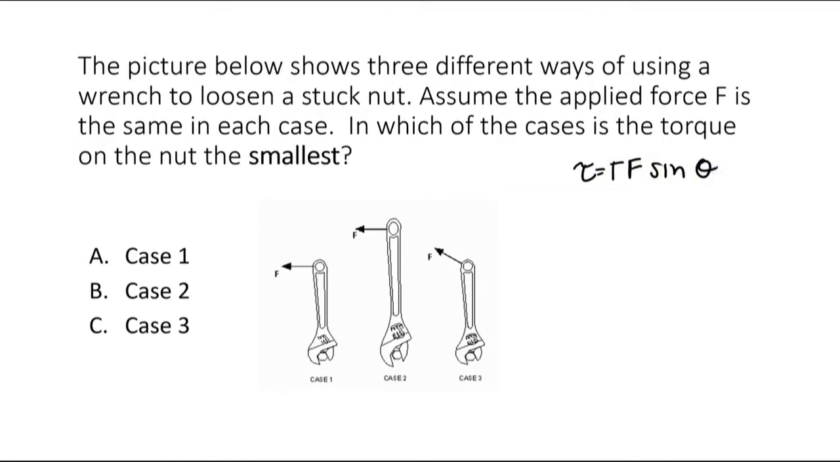And so we want to think about which one has the greatest value of sine of theta here, since case 1 and case 3 have the same R and the same F. Well, sine of theta is biggest when theta is 90 degrees, and that is true in case 1. So I would say that case 1 is going to have a bigger torque than case 3, and so case 3 is going to end up being the smallest torque overall. So I would pick answer C here.